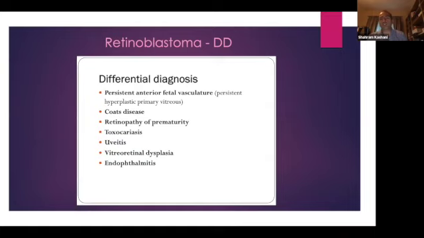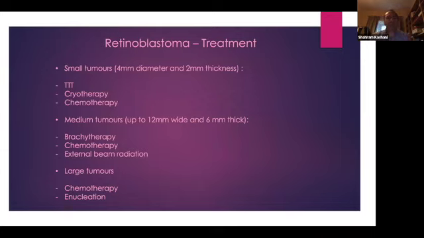And remember presentation, which could be uveitis, orbital inflammation, orbital invasion, but more commonly an unexplained squint or a white reflex. And depending on the size of the tumor and its location, there are various treatments, but essentially small tumors are treated with cryotherapy or chemotherapy or transpupillary thermotherapy. Medium tumors, brachytherapy or chemotherapy, and larger tumors, then you're looking at enucleation, which can be quite difficult for a child, but you have to think about spread and other consequences.